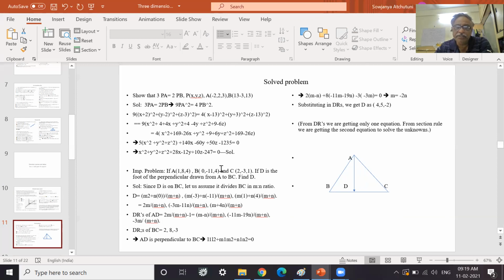DRs of BC, BC DRs. This we have not covered this portion. We'll come back to this problem later. We'll go to next. Because when we understand DRs and l1, l2, we'll come back to this problem.